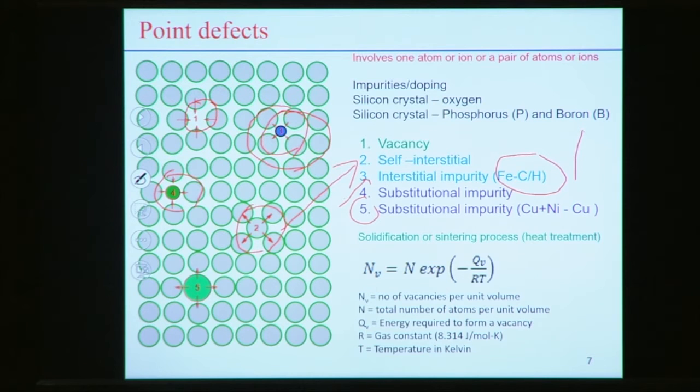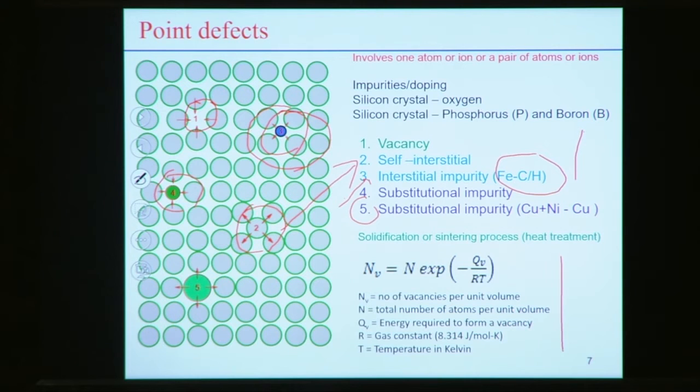Okay. So the different types of point defects can be observed during the solidification or sintering process, or sometimes the heat treatment process. We can observe all these types of point defects. Now, the number of vacancies per unit volume is very much related to the point defect. The number of vacancies created depends on the total number of atoms per unit volume, the energy required to form a vacancy, and as well as the temperature.